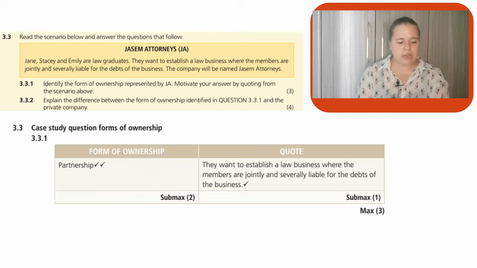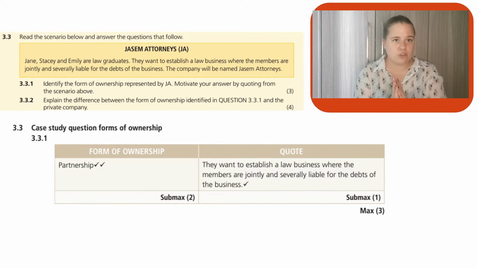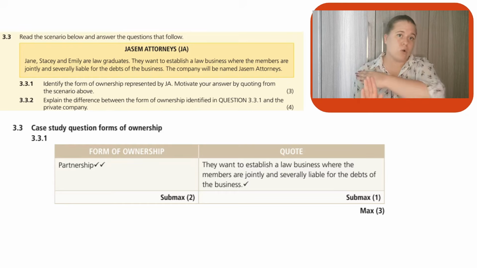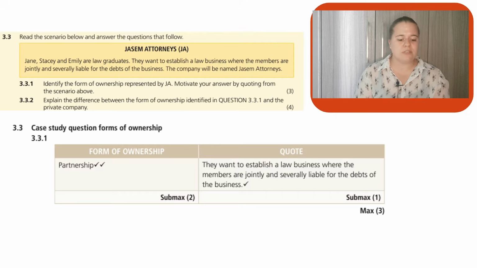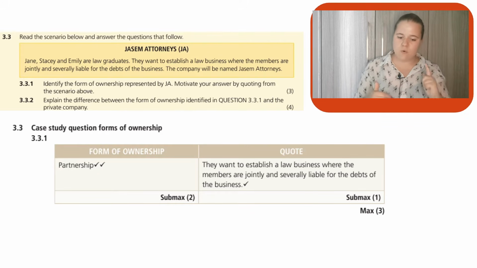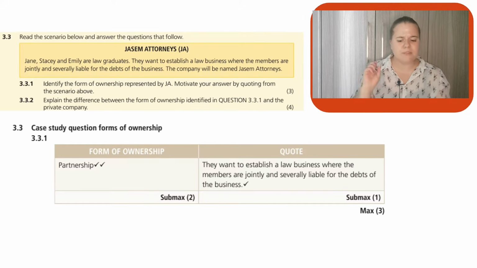Partnership it is. So now with this type of question, partnership, you get 2 marks. Then for quoting, we are quoting that first sentence. Now again, do you see it is quoted from the beginning of the sentence all the way until the full stop. So they want to establish a law business where the members are jointly and severally liable for the debts. Like I said, the word joint, if we are joining something or coming together, we know that we have a partnership here. And remember, we needed to look out for a form of ownership when we were reading this. Now, just note on that.